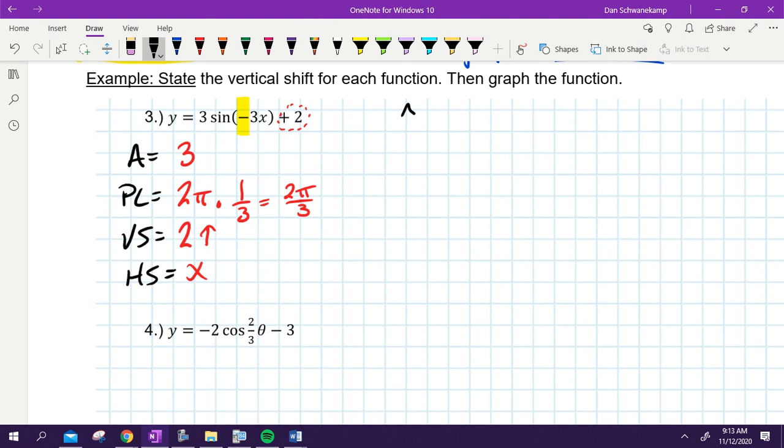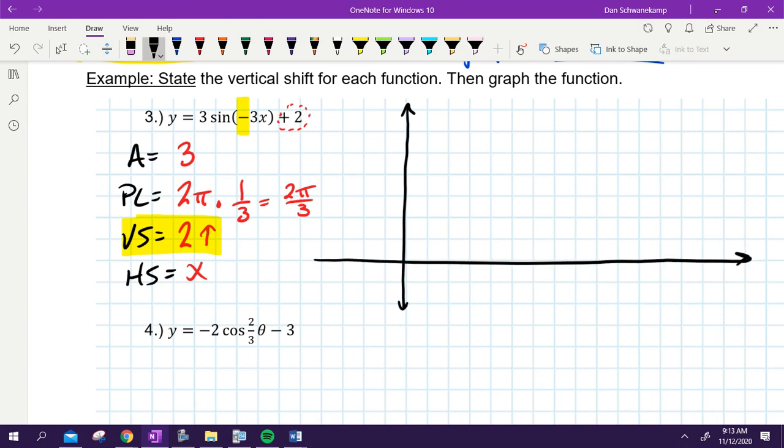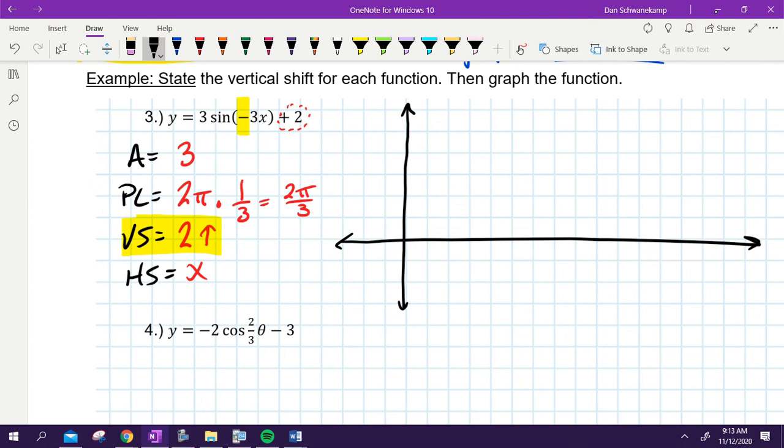I'm going to be smart about my graph. I'm vertically shifting up too. So when I make my x-axis and my y-axis, I'm going to make it so that my x-axis is down here a little bit because I need to shift it up too to make it fit my picture. Okay, just like before, I'm going to make my 4 hash marks. 1, 2, 3, 4. I'm going to label this 4th hash mark as 2 pi over 3.